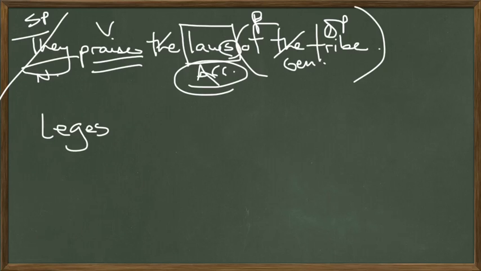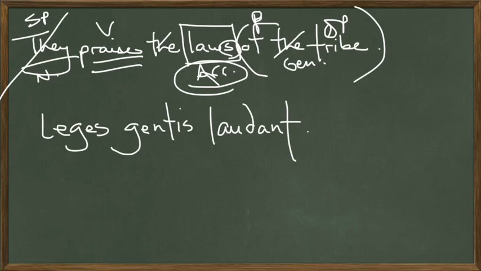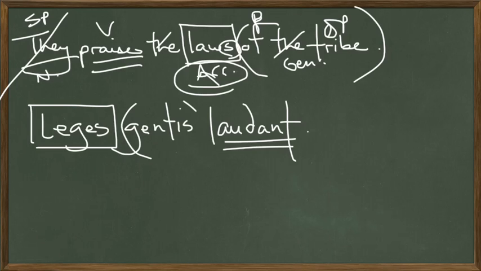Leges of the tribe. We've already talked about gens. Gens is tribe. We're going to make this of the tribe. And it's just one tribe, so gentis. And then we have a present tense verb. They praise, laudant. They praise the laws of the tribe. Laudant leges gentis, or leges gentis laudant.